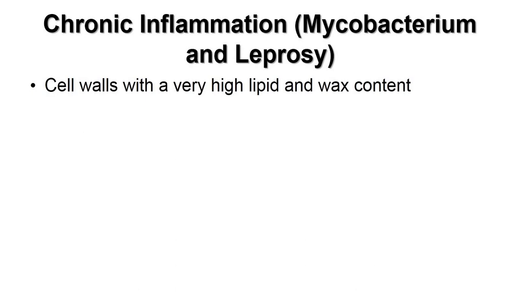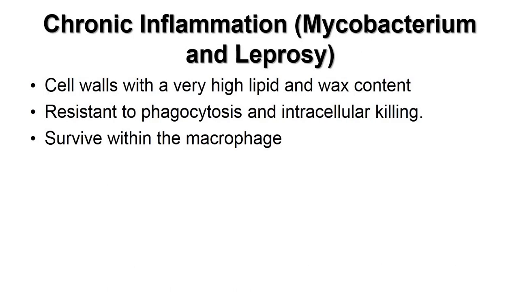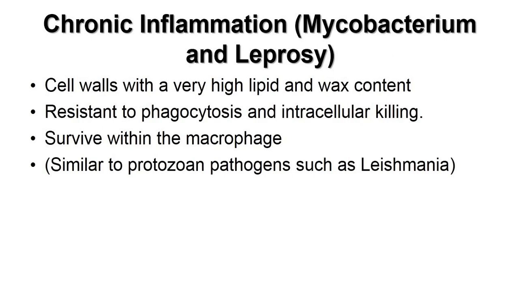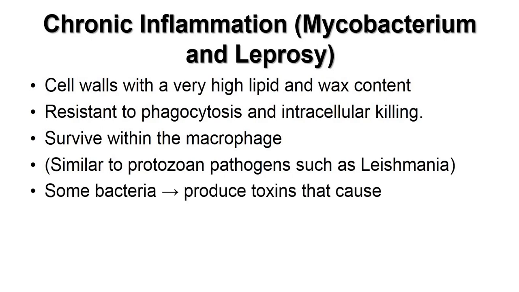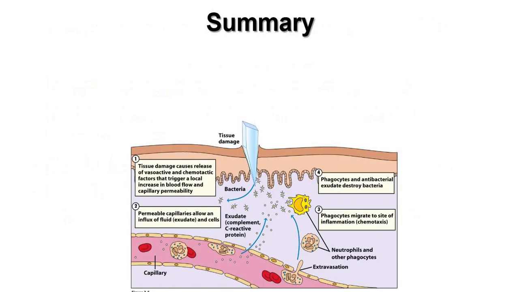And before we end, some snippets of mycobacterium and leprosy. These mycobacterial infections and leprosy are always one of the major reasons behind chronic inflammation. The cell walls have very high lipid and wax content. They are resistant to phagocytosis and intracellular killing. It will survive within the macrophages. Once it survives within the macrophage, it will be similar to protozoan pathogens such as Leishmania. Some of the bacteria will produce toxins, and these toxins will lead to tissue damaging reactions even after bacterial death.